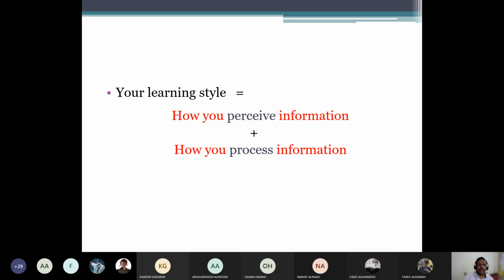So what the learning style means, how you perceive the information, how you get the information, and how you process the information. Maybe you will draw something, you will say something, you prepare something. This is called as processing the information. Getting the information and processing the information together will make your learning style.